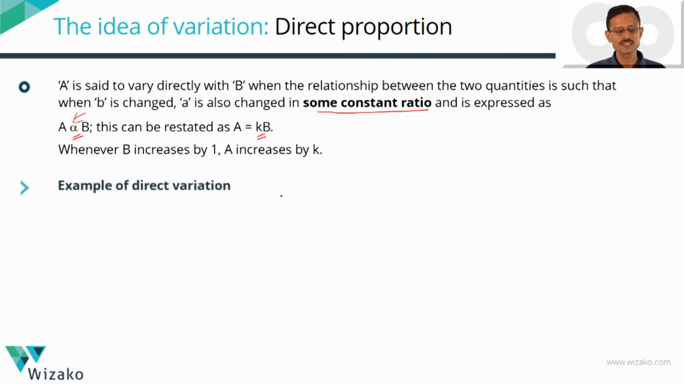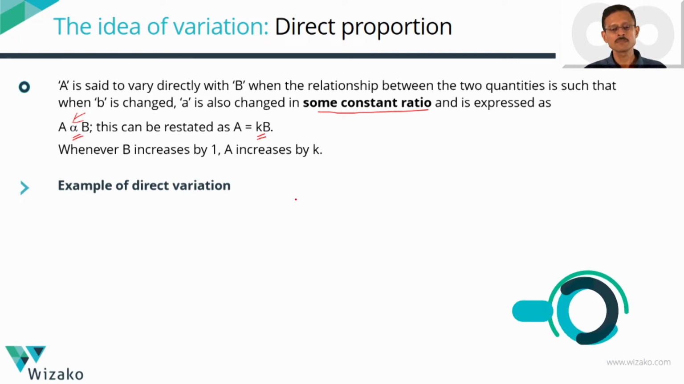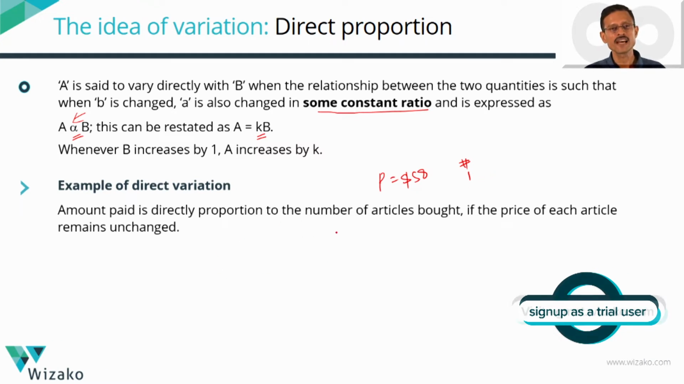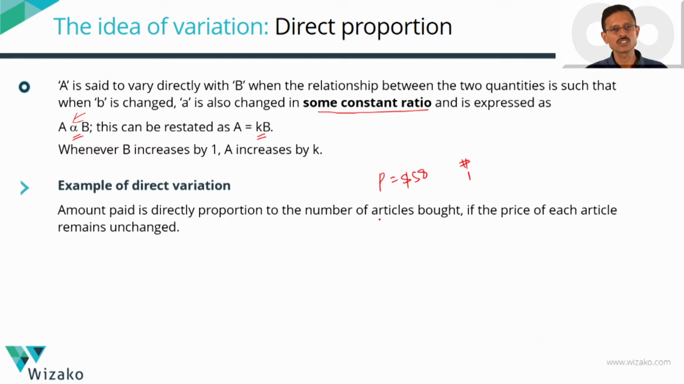Let's look at a few examples. Example of a direct variation, a very straightforward example is, let's say the price of an article is equal to $50. If you buy one article, you'll pay $50. If you buy 10 articles, you're going to be paying $500. So the amount of money that you pay is directly proportional to the number of articles bought, provided the price per article or the cost per article remains unchanged. So we'll say the amount paid is directly proportional to the number of articles. A is proportional to B. What is A here? The amount paid. What is B here? The number of articles bought.